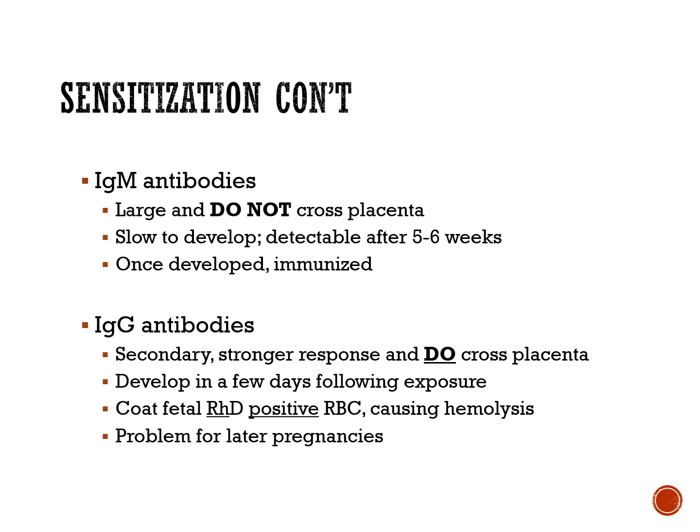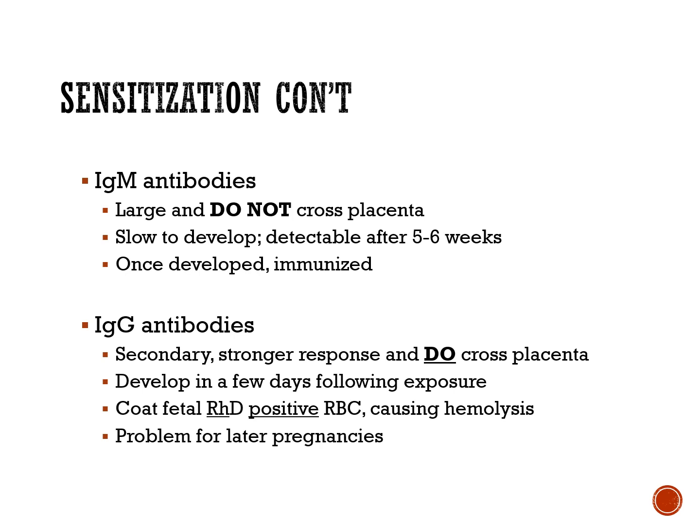So now we're going to look at sensitization continued. So you have the IgG and the IgM antibodies, okay? So IgM antibodies, after exposure to the positive antigen of that baby, the primary immune response is the IgM development. It develops slowly, detectable titer at 5 to 16 weeks after sensitization. They are large and they do not cross the placenta. Once they've developed, they're immunized for life, okay?